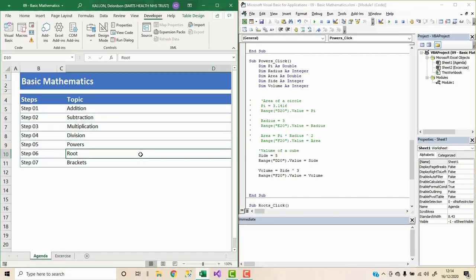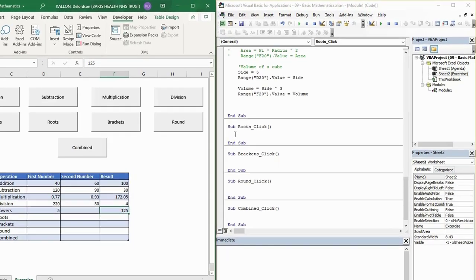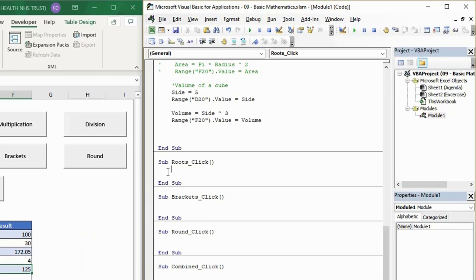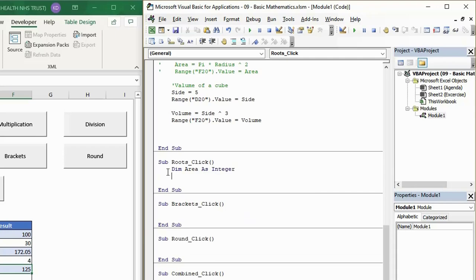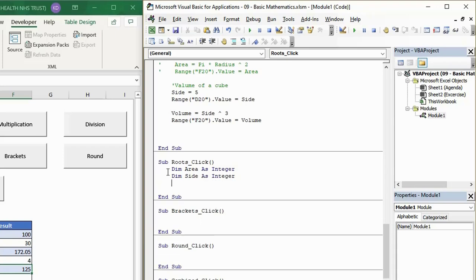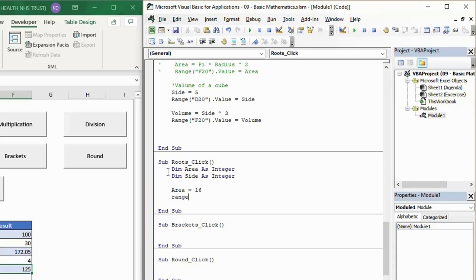Next, let's take a look at root calculations. To demonstrate square root calculations, let's calculate the side of a square given the area. So let's say we have a variable for area and another variable for side. Let's assume the area was 16. Let's write that out to Excel.